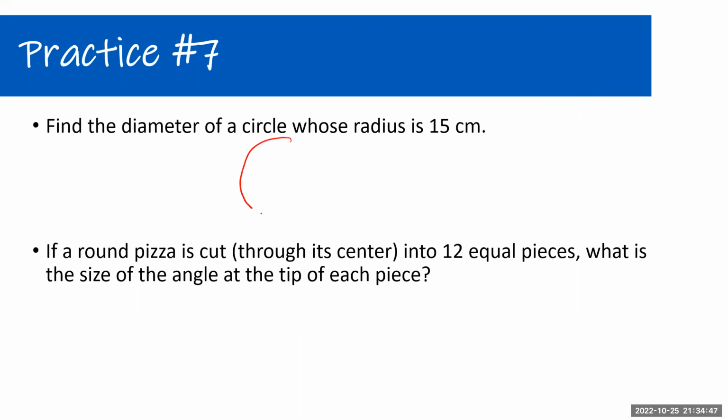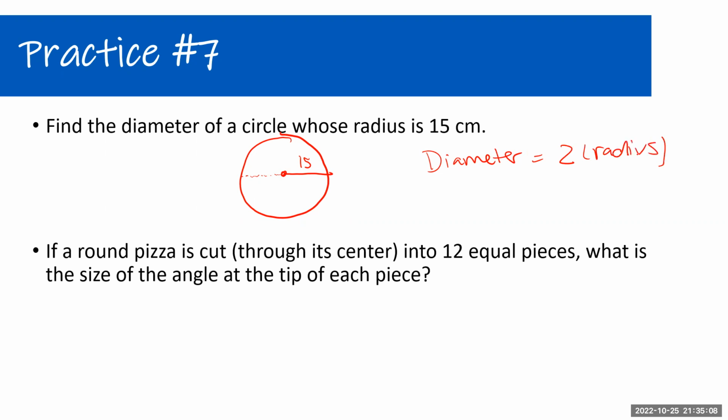So we have a circle, and we know that the radius is 15 centimeters. Remember, the diameter is all the way across. So what does that give us? Also, remember that the diameter is 2 times your radius.